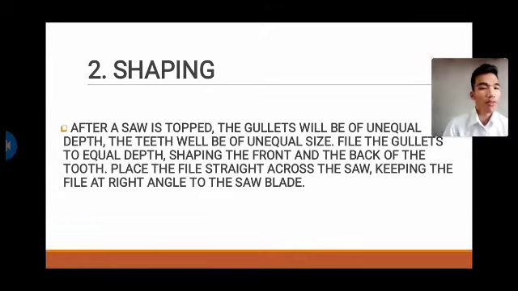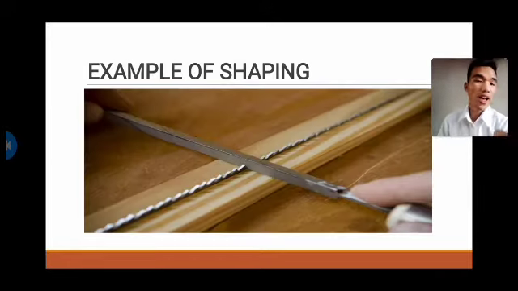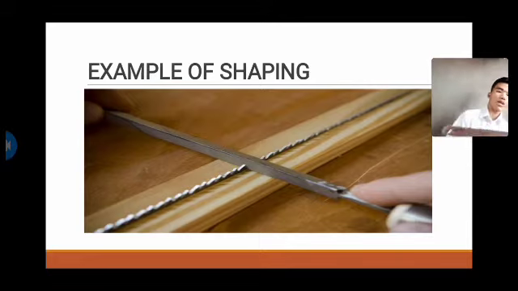Okay? File the gullets to equal depth. Yan. Shaping the front and the back of the tooth. Place the files straight across the saw, keeping the file at right angle to the saw blade. Yan. Okay? The example is yan. Look at the image, the picture I have inserted. That is example. Okay?